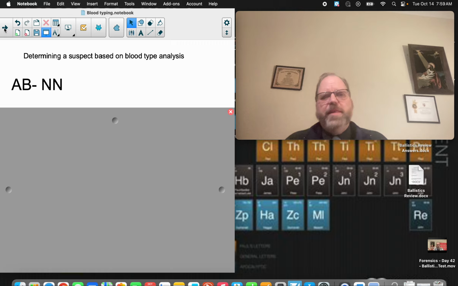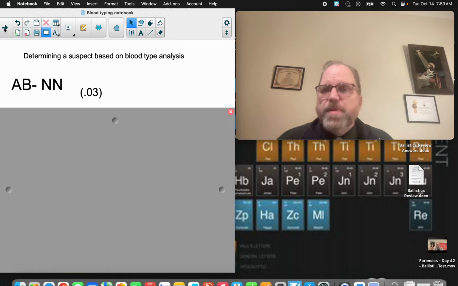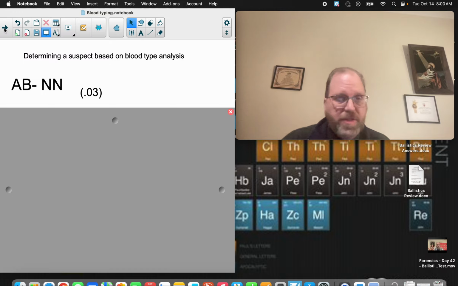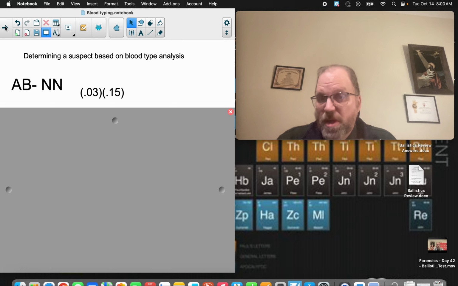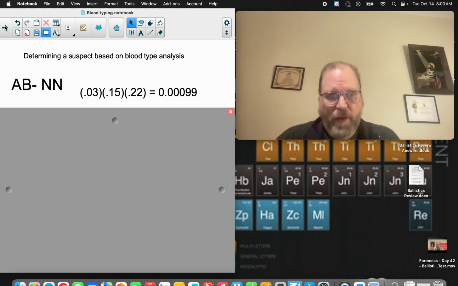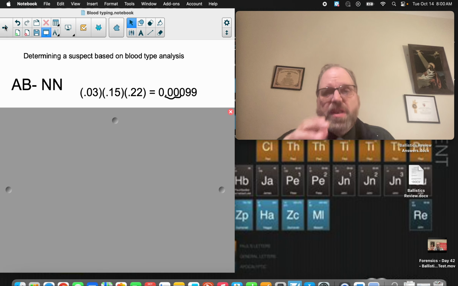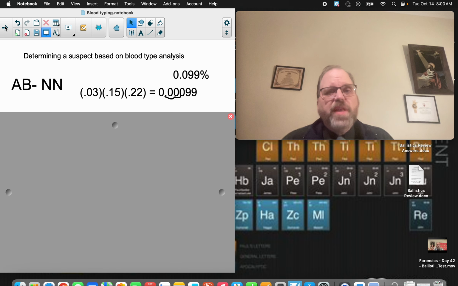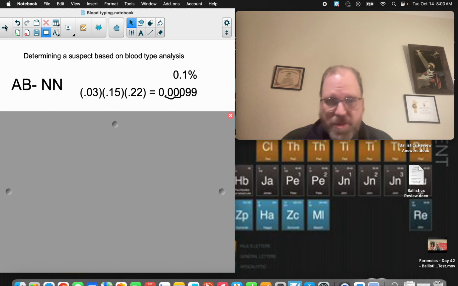Well, let's say I have something that's AB negative NN. All right, so we said that AB was 3%, so that's 0.03, moving two places to the right. We said that negative was 15, so that's 0.15, and NN was 22%, so that's 0.22. So take your calculator, multiply 0.03 times 0.15 times 0.22, and we get 0.00099. We're going to move the decimal places to the right to get a percentage. So it's 0.099% of the population, or basically 0.1% of the population.